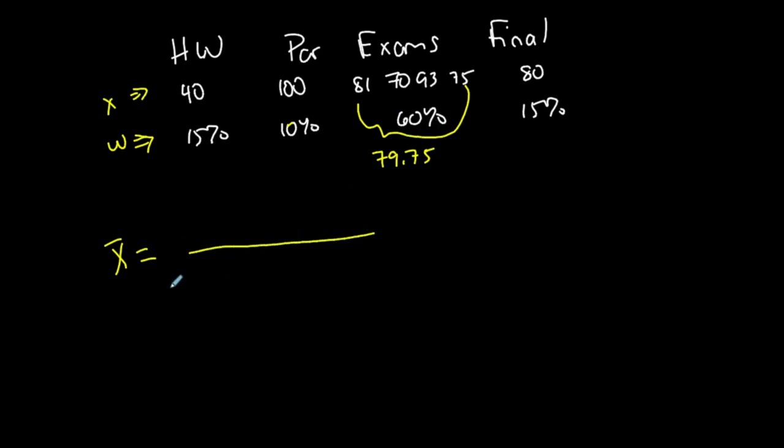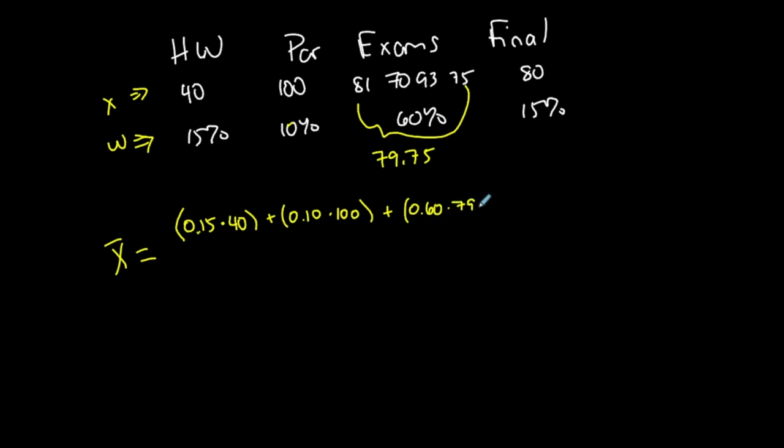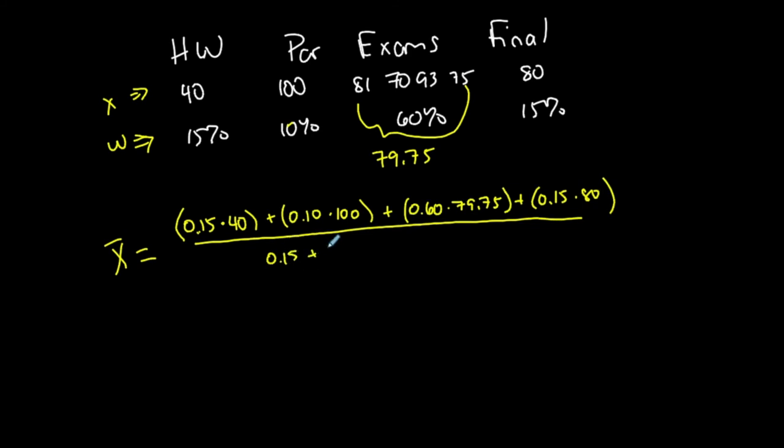So let's calculate this weighted mean. The weights we set are the percentages. Now when you're using percentages for calculations, you use them in decimal form. So 15% in decimal form is 0.15 times its corresponding value x, which is 40, plus 10% in decimal form is 0.10 times its corresponding value 100, plus 60% is the weight, so 0.60 times its corresponding value, plus 15% times its corresponding value, divided by the sum of the weights, 0.15 plus 0.10 plus 0.60 plus 0.15, which we know should add up to 100% or 1. So that denominator is going to be 1.